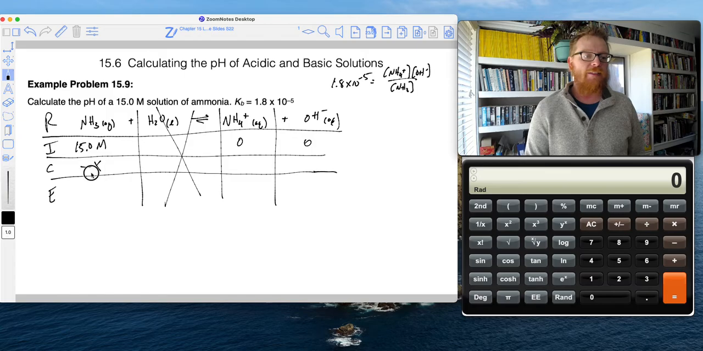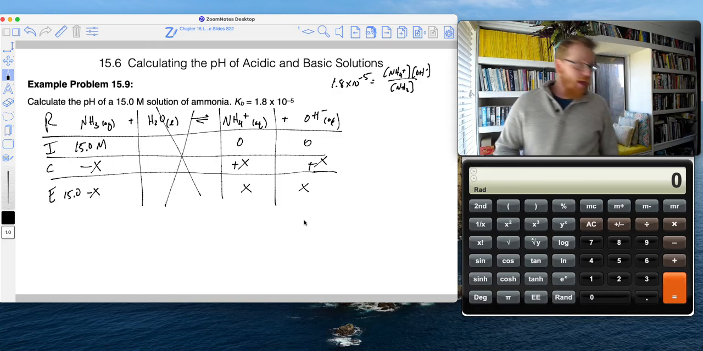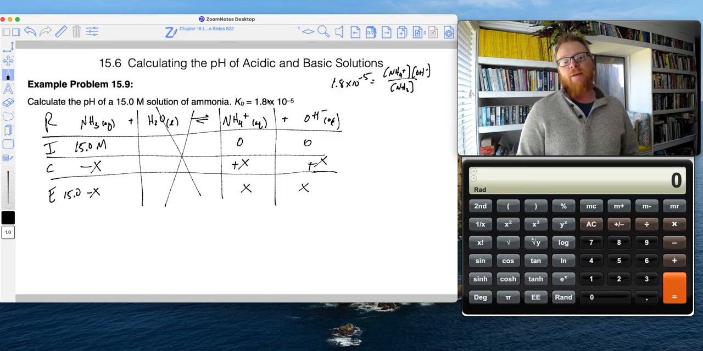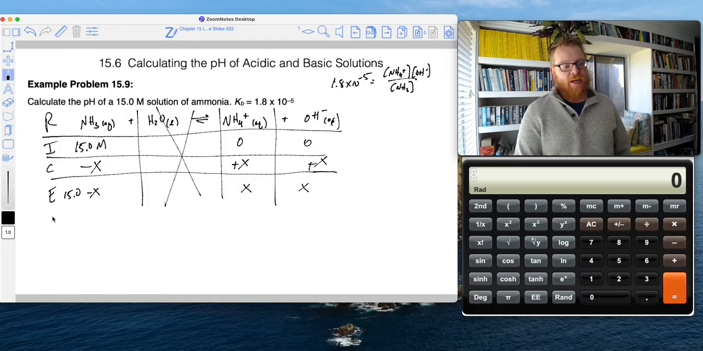We know then that that's going to be minus x, and this is plus x, and this is plus x. And now we've got 15.0 minus x, and then x, and then x. And once again, you can see the game that's played here. We've got a very small Kb value. We've got a very large initial concentration. So we can assume this 15.0 minus x is approximately just 15.0.